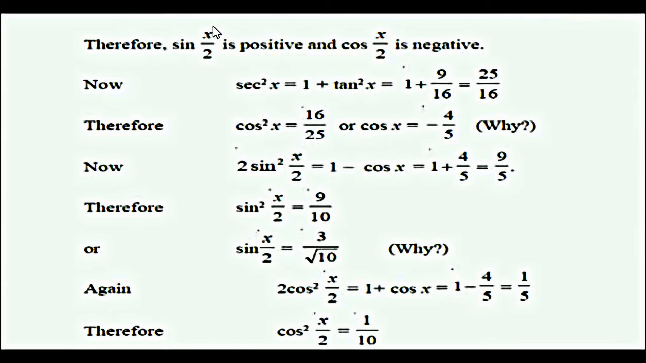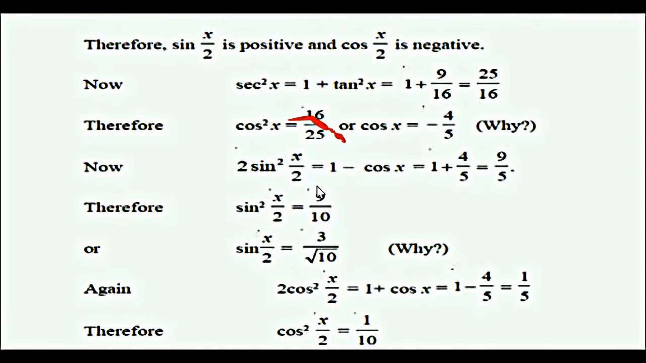So sin x by 2 is positive, whereas cos x by 2 is going to be negative, because we have just seen the coordinate has changed. So sec square x will be equal to 1 plus tan square x. Tan we know the value, so that will be 25 by 16. Cos square x will be 16 by 25. Cos x will be minus 4 by 5, because we will take the negative value, not the positive value.